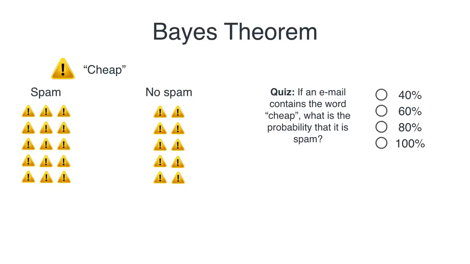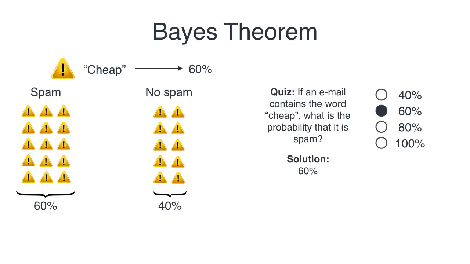The answer is 60%, because if you look at the split, there is 15 spam and 10 not spam among the ones that contain the word cheap. So that's a 60-40 split, and therefore the solution is 60%. So we applied Bayes theorem for two words and obtained 80 and 60.